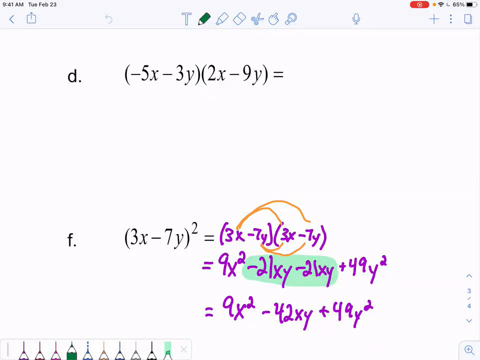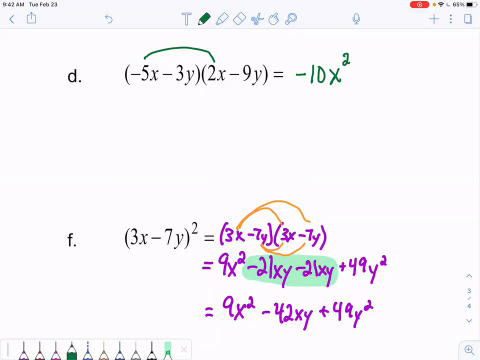Taking a quiz on this, graphing, multiplying. So looking at letter D, we have negative 5x minus 3y times 2x minus 9y, and we're going to use that FOIL process. So Haley, if we multiply here, negative 5x times 2x makes negative 10x, and then after that x, you would say squared.